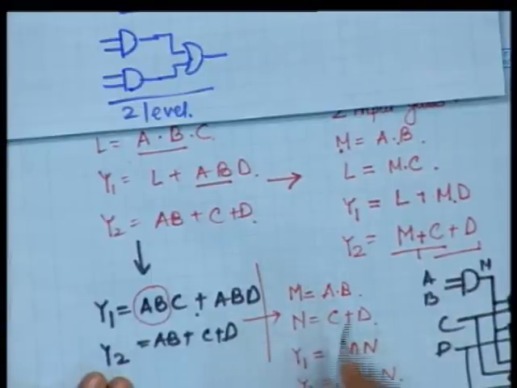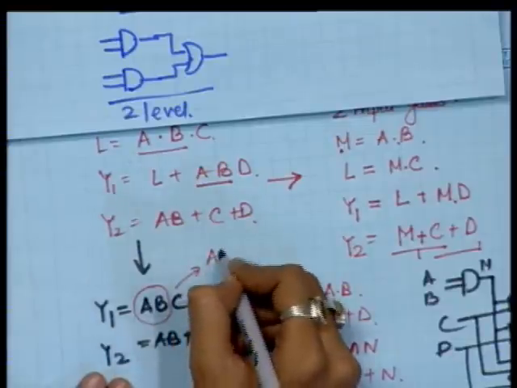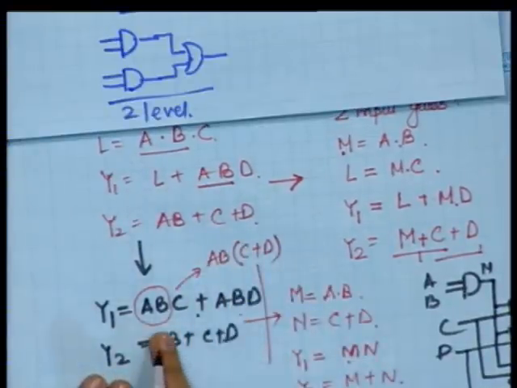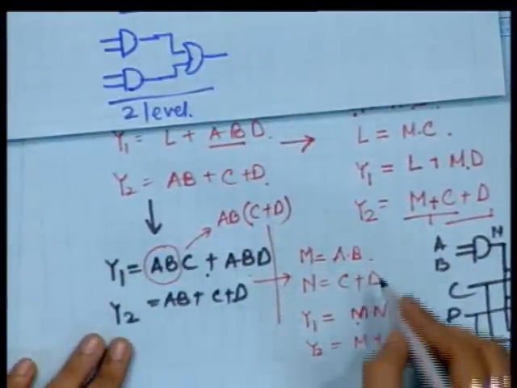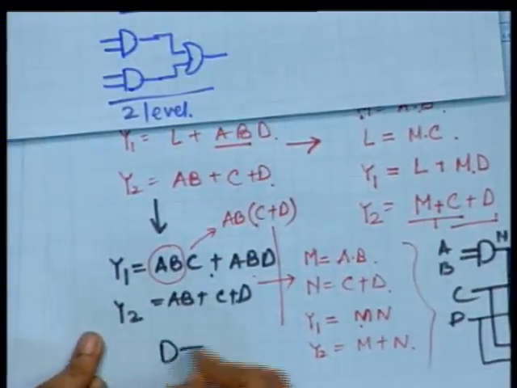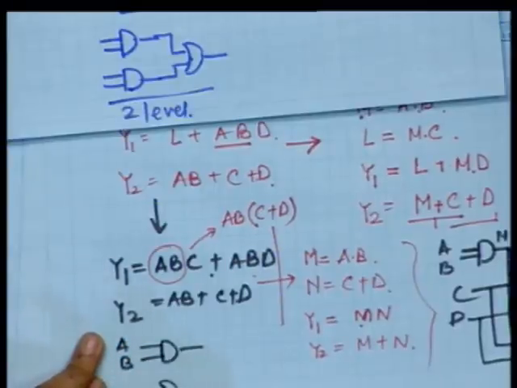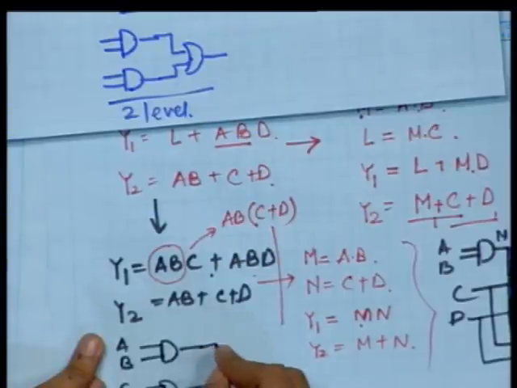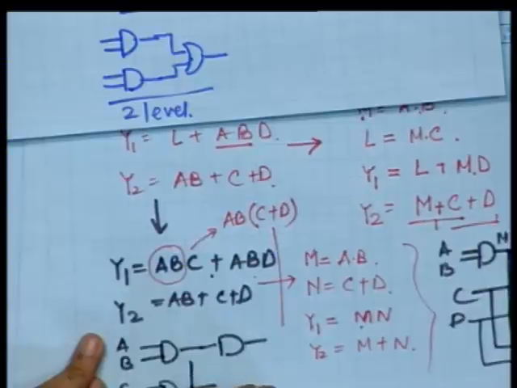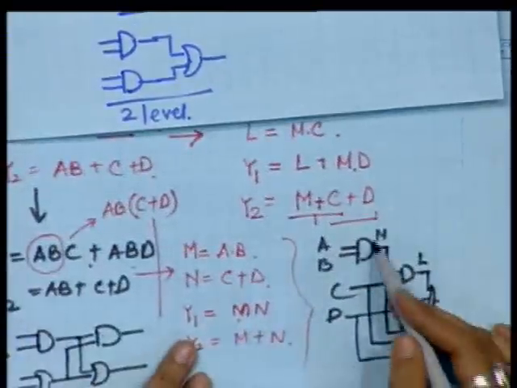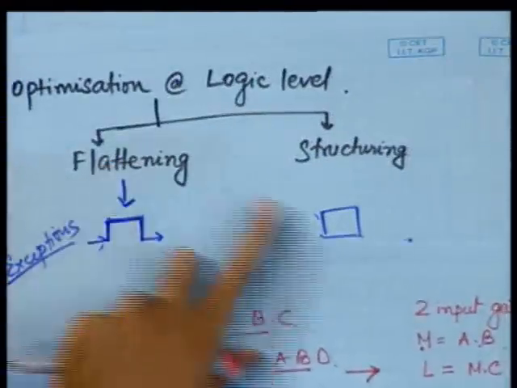Clear? M is AB and we can write this as AB into C plus D, right? Taking AB out. Now what is AB? AB is M, and what is C plus D? C plus D is N, and here it is clear. So if we synthesize this, what do we have? We have an AND gate with inputs A and B and an OR gate with inputs C and D. Then again we have an AND gate, and here we have an OR gate. So look, earlier we were requiring 1, 2, 3, 4, 5, 6 gates. Here we are requiring 4 gates. Okay. So this is logic level optimization using flattening and structuring.